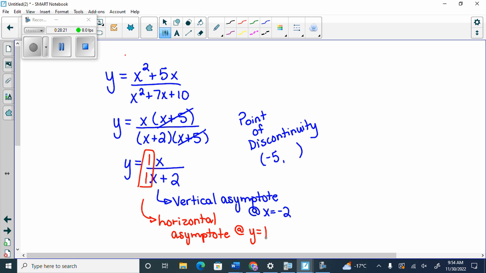My domain and range? Well, I first have to find the y of this one. How do I get the y of the point of discontinuity? What was it? Plug it into the simplified. So I'm going to go y equals negative 5 over negative 5 plus 2. It's because I'm plugging it into the simplified one. So I get negative 5 over negative 3, which is 5/3.